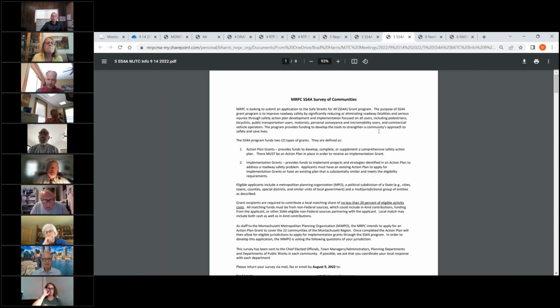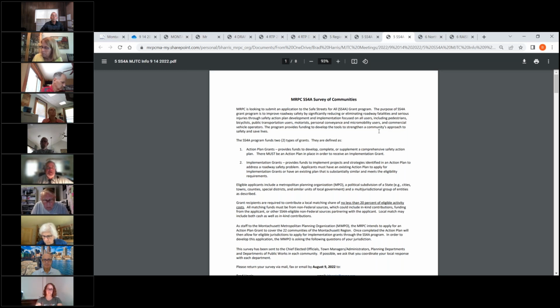Back in July, let me go back. The Safe Streets for All is a new program developed under the Bipartisan Infrastructure Law, or BIL. It basically makes funding available over the next 5 years for communities to address safety issues and so forth. There are funds for implementing programs, strategies, and projects, but before you can apply for an implementation grant, you need to have an action plan in place. So the first step is to develop that action plan, and that's one of the funding categories, one of the projects you can apply for under the Safe Streets for All program.